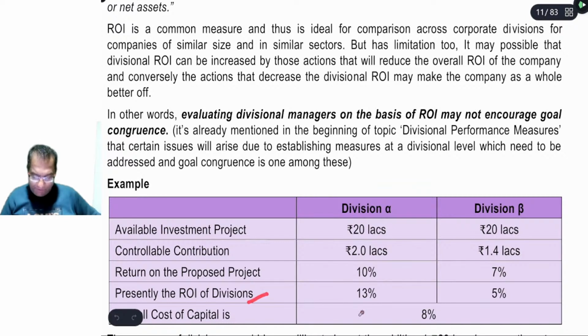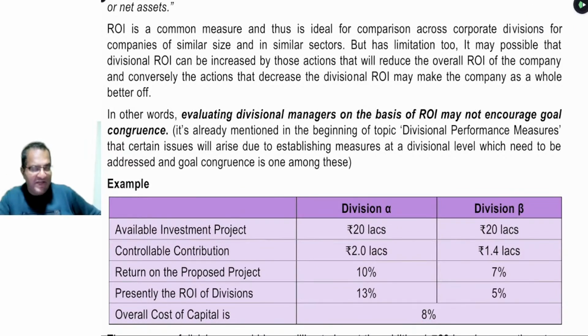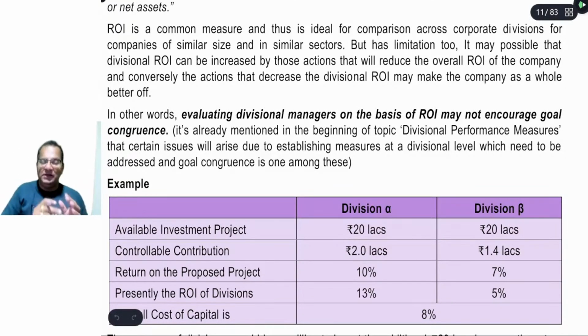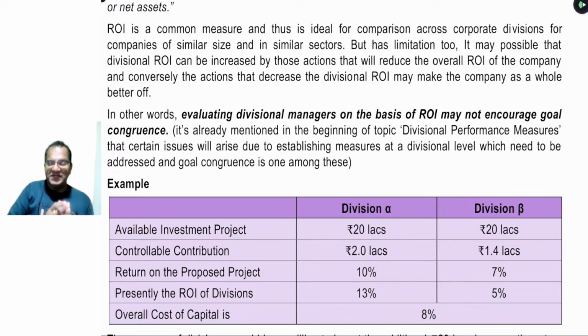The present investment ROI of department beta is 13%, while department alpha is 5%. And the overall cost of capital of the company is 8%, because the department will not take capital from the market. The company will arrange the capital from the market, either from shareholders or from lenders. So the cost of capital of the company is 8%. Now we are saying that a decision taken on the basis of ROI may not promote goal congruence, right? Please write down, beta.